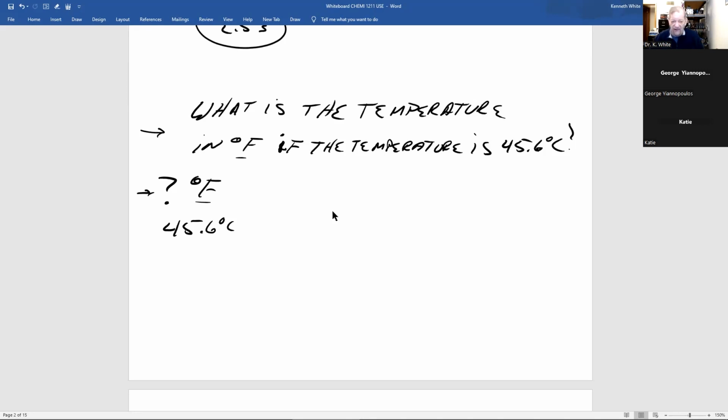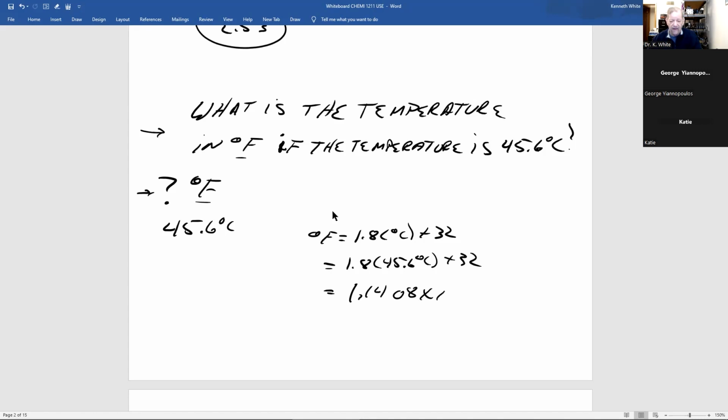Now, you'll be given this formula, important information, test number 1: degrees F equals 1.8 times degrees C plus 32. So I know degrees C is 45.6. And now I pick up my calculator, clear it, 1.8 times 45.6, and I get a number, and now I'll add to that plus 32. Now, my calculator, because I have it in scientific notation, gives me this number.